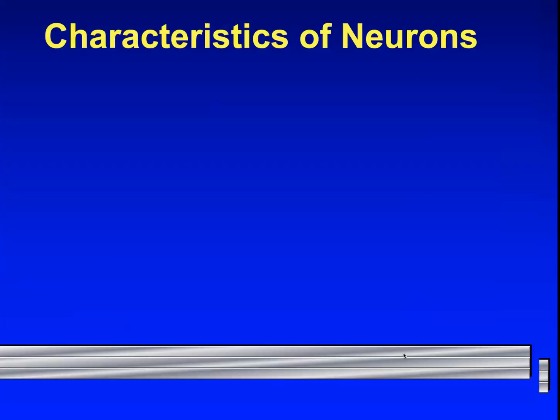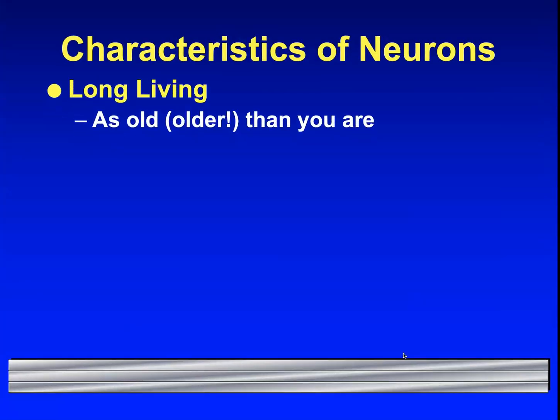So let's look at some characteristics of neurons. They are long-living cells. They are as old as you are. These are the oldest and longest living cells in the body. Unless there's some damage, unless there's something that kills a neuron, you have the neurons that you had when you were born. You still have those neurons. They're actually older than you because they started developing when you were a fetus. So your neurons are older than you are.